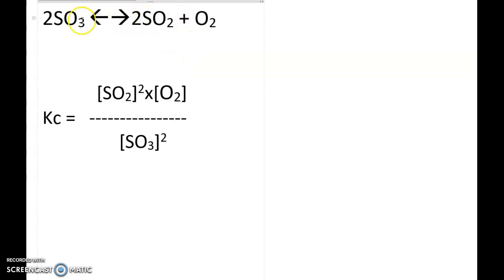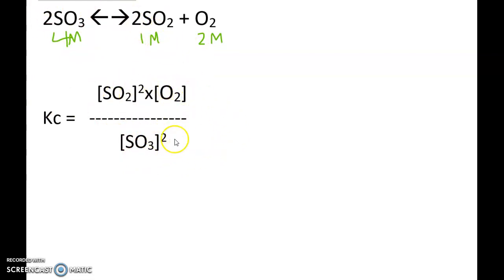So this is the same equation but reversed. So in essence, when we do that, we also have to flip our Kc value equation. So here, we have the same molar values. We're going to have the 4 here. We're going to have the 1 here. And the 2 here.